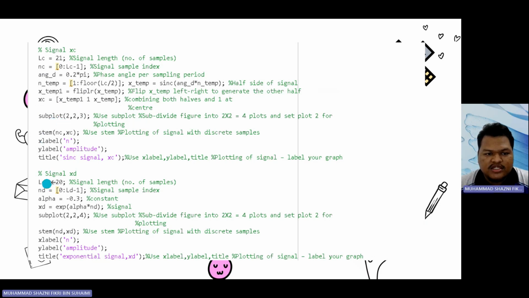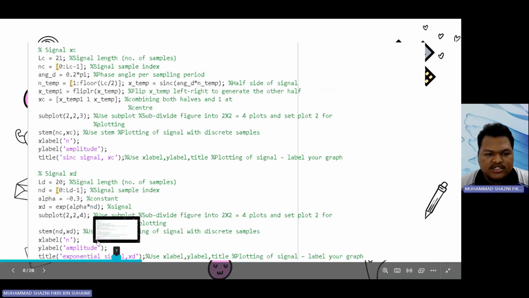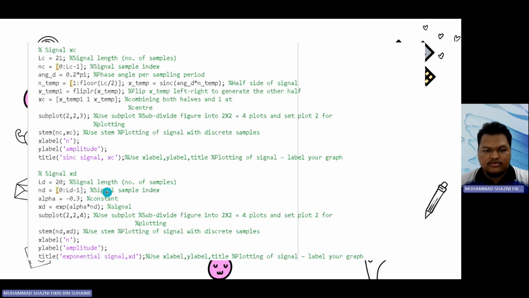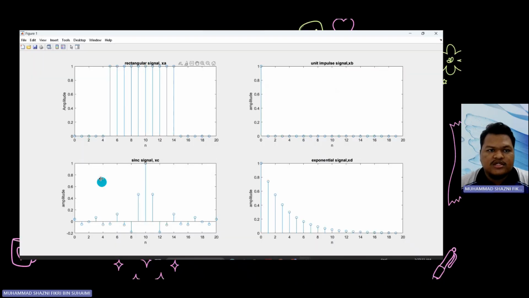For the last signal, XD, LD and ND are the same as in the other signals. LD is the signal length of 20, ND is the signal sample index. Alpha is a constant. SD is the exponential, alpha multiplied by ND. This is the exponential signal. So we subplot these to get the result.